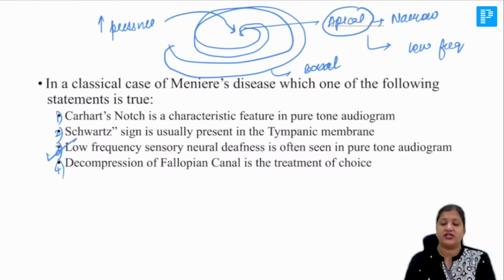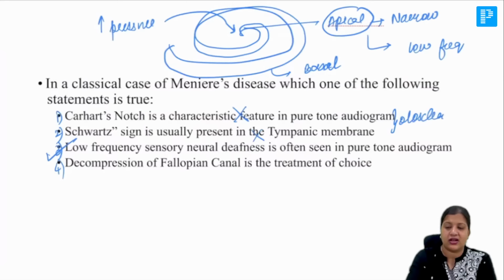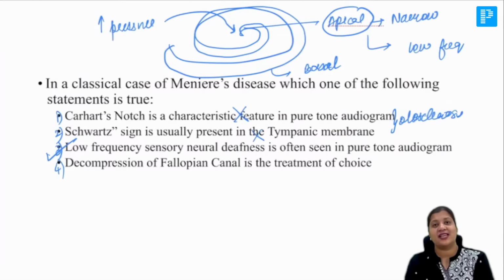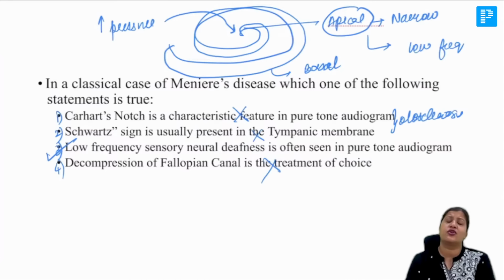Gerhardt's notch is a feature of otosclerosis, not Meniere's disease. Schwartz sign again is a feature of otosclerosis. So both of these are seen in otosclerosis. Another sign which we see in otosclerosis is paracusis willisii, where the patient has better hearing in noisy environment as compared to silent environment. And decompression of fallopian tube should be done for facial nerve palsy and not for Meniere's disease, right? So I hope all of you have got the understanding of low frequency SN loss.